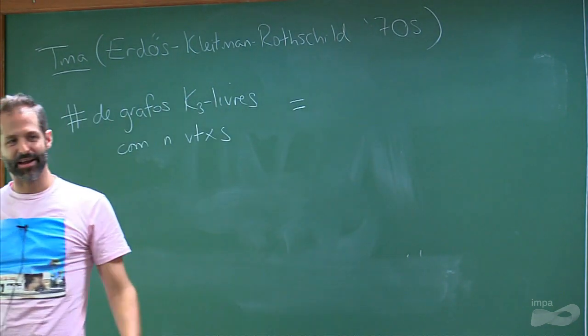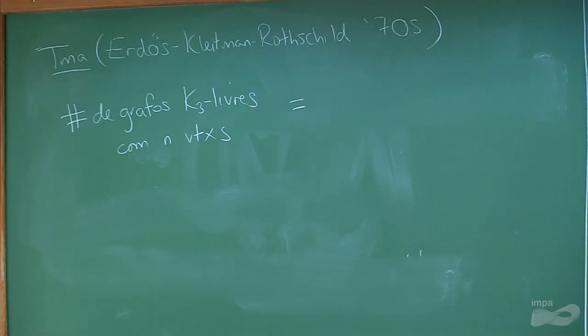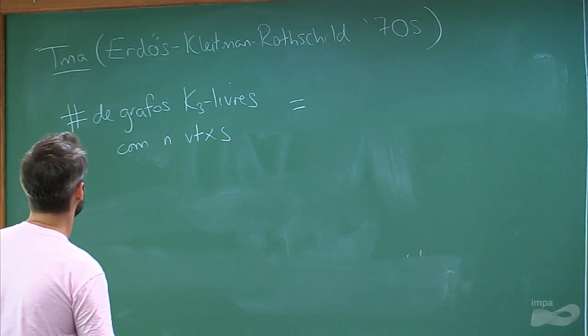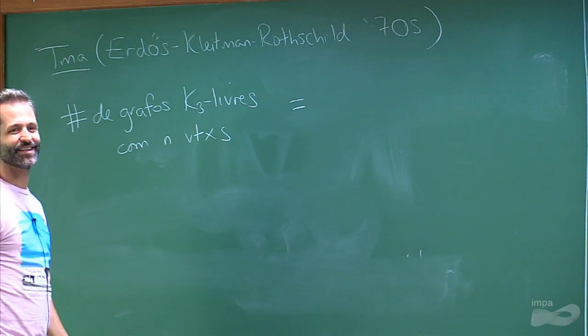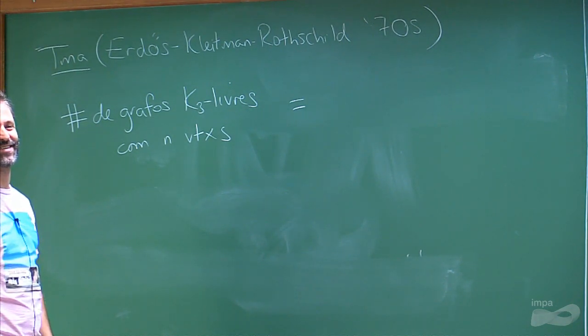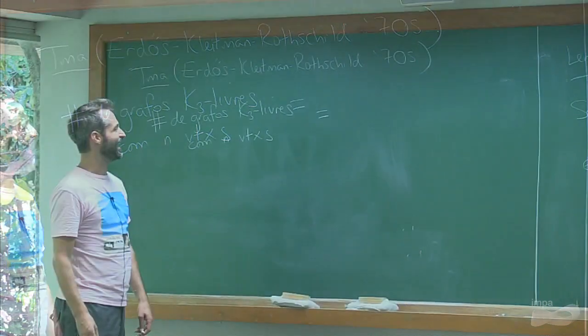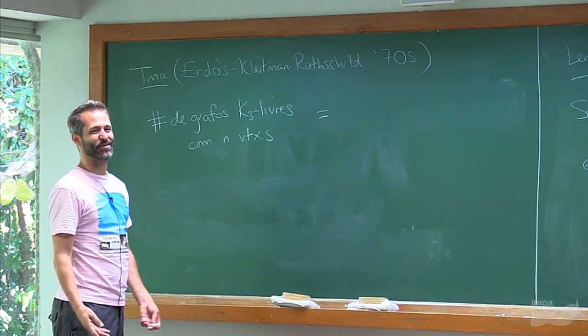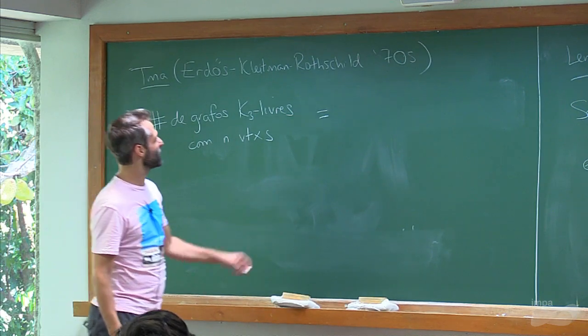So how many triangle-free graphs are there with n vertices? What's funny? Yeah, that. So give me a lower bound. Go to the proof of the lower bound.